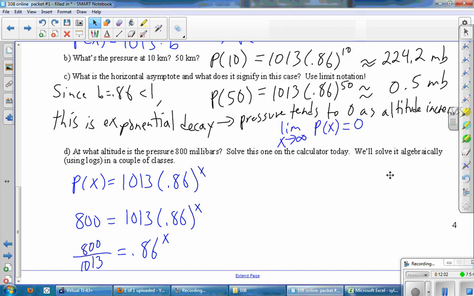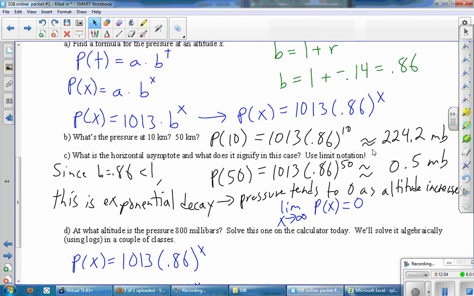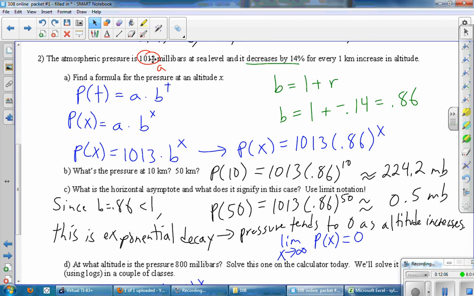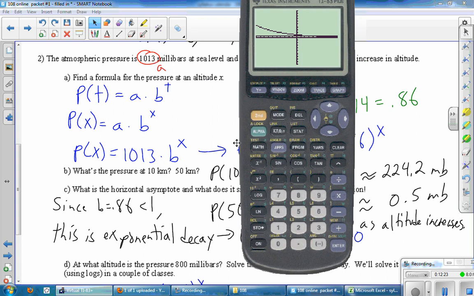Let's go back and look at the numbers we have and see if we could estimate the answer. We start at 1,000 millibars, and then if you go 10 kilometers up, you're down to 224. Okay, so then if we wanted to get to 800, since 800 is between the 1,000 and the 224, the answer's got to be between sea level 0 and 10. Okay, the answer is somewhere in this window.